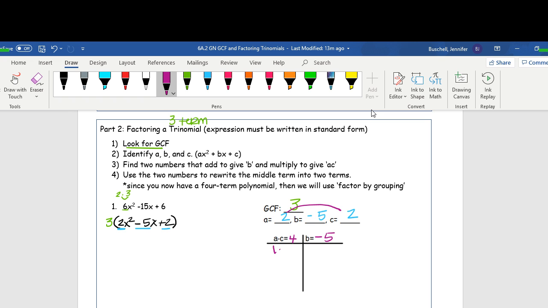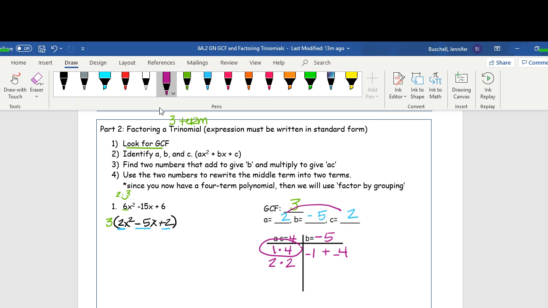So I'm going to start with my counting. 1 times 4. 2 times 2. Okay, and there's no more pairs that work. Of these 2 pairs, which one could I add to get 5? That is 1 and 4. So I'm going to bring over here and do 1 plus 4. Now, if I just add these like this, I would get a positive 5. But I need a negative 5. So I'm going to make them both negative. So negative 1 plus negative 4 gives me negative 5. Negative 1 times negative 4 gives me a positive 4.